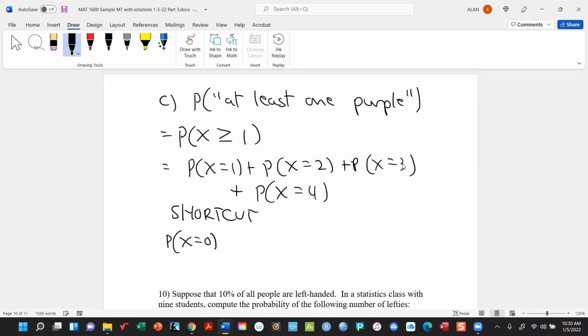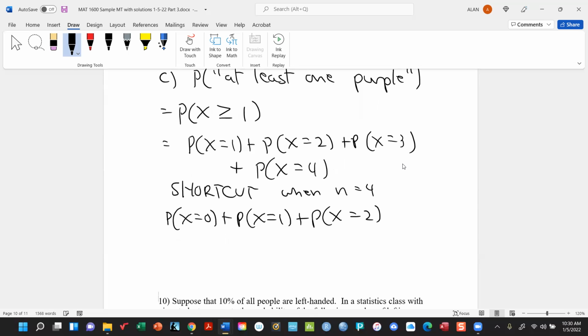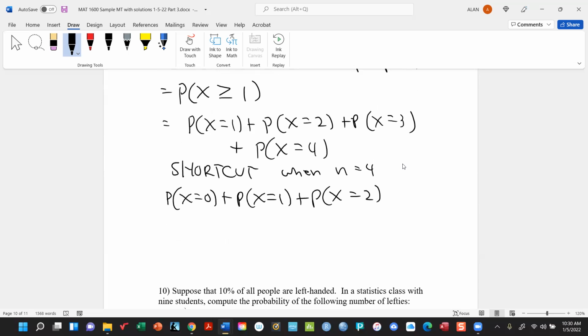In this case, when n equals 4, what can happen? There's only 5 possibilities. X has to equal either 0, 1, 2, 3, or 4. Because there can only be 0, 1, 2, 3, or 4 successes on 4 trials, the probability of these added up is 1, because that covers every possible case.